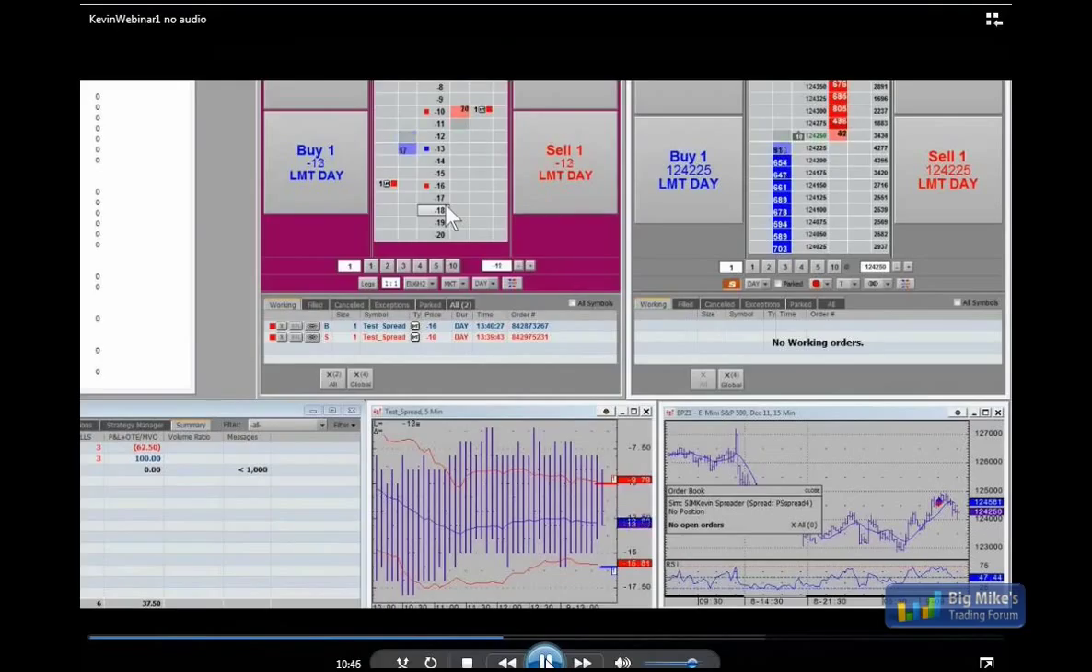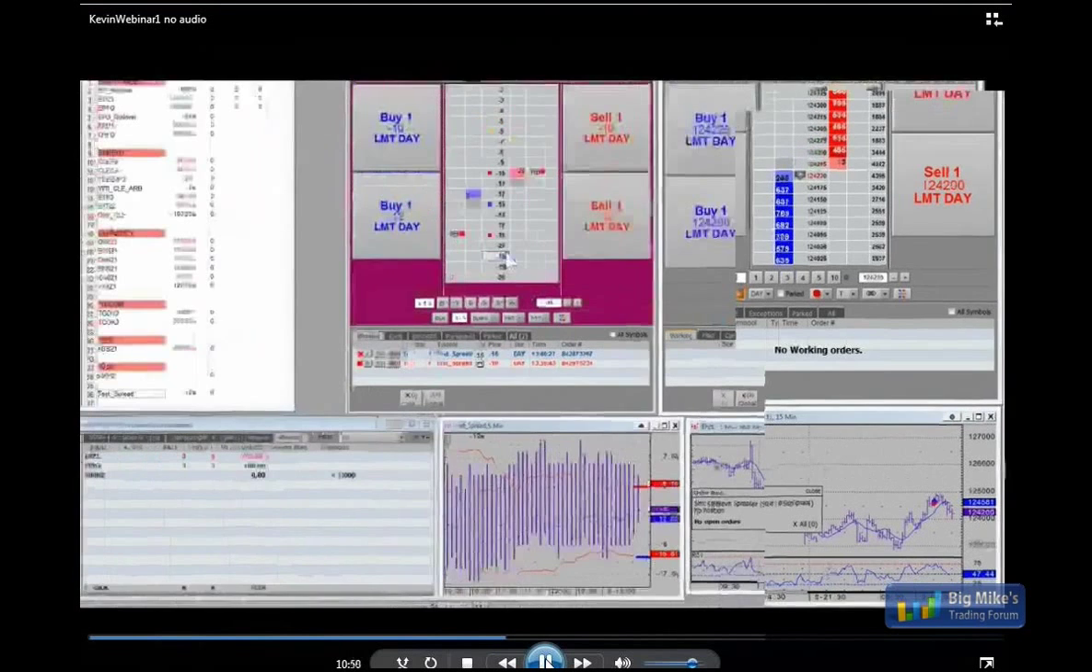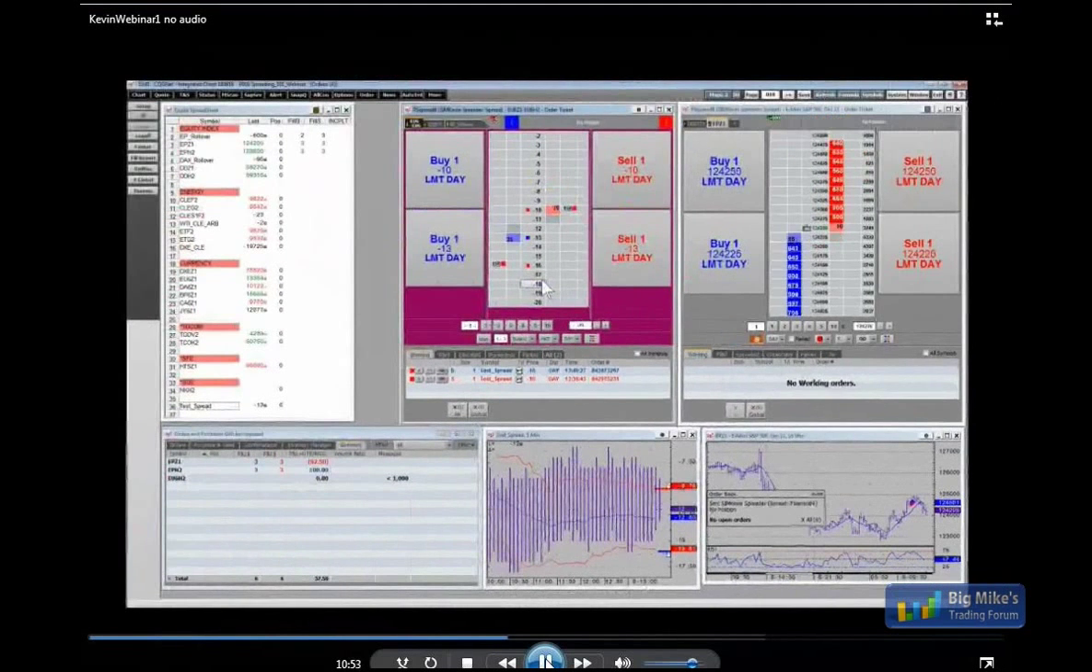Moving along here, I may want to make some decisions based on this information that I'm pulling into the chart. I also may want to just be able to trade outrights. I have many, many other spreads that I've listed here.